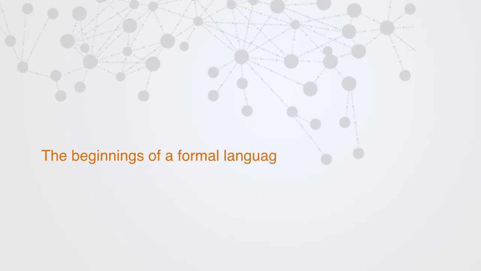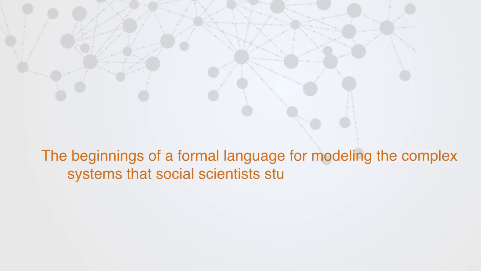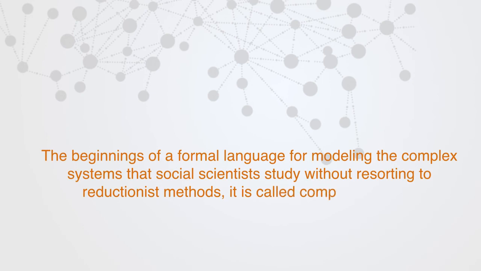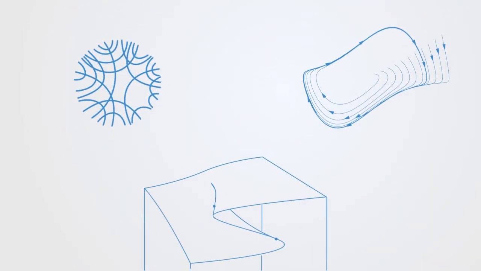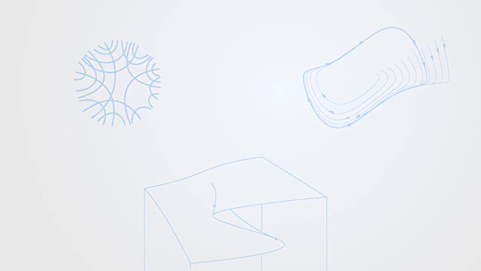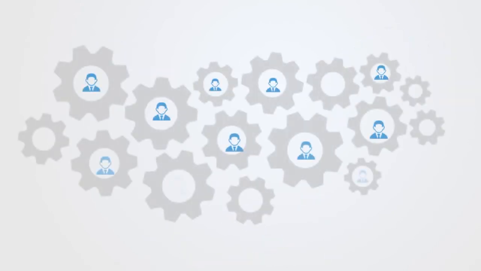Over the past few decades, we've seen the beginnings of a formal language for modeling the complex systems that social scientists study, without resorting to reductionist methods. It's called complexity theory. Complexity theory is based upon very abstract formal mathematical models, but probably not the kind that you're used to. And we should be clear from the start that although a lot of complexity theory really originates in mathematics and physics, it's not another excuse for trying to reduce social life to little particles of matter that get moved around en masse by forces. It starts with the recognition that these reductionist methods have their limitations.